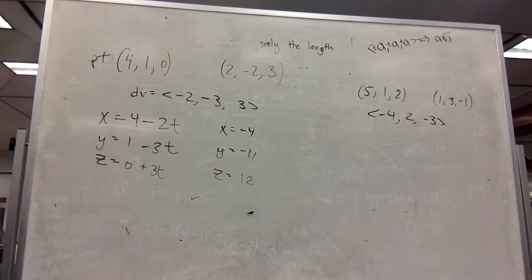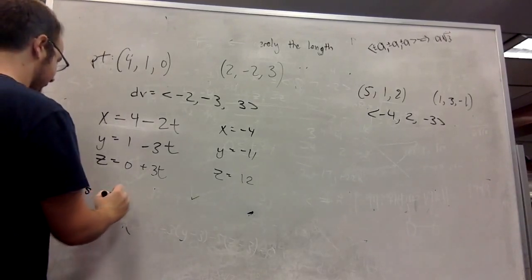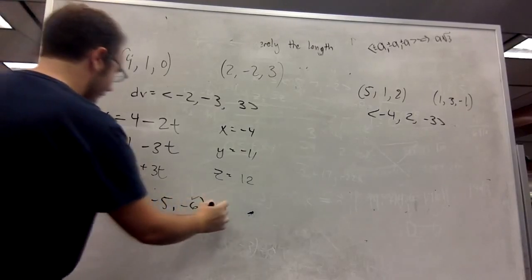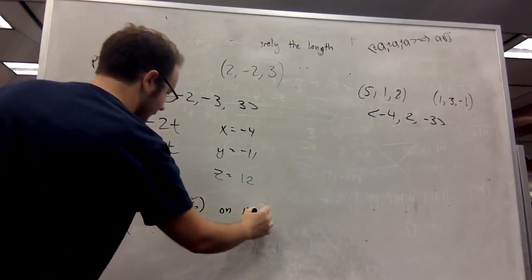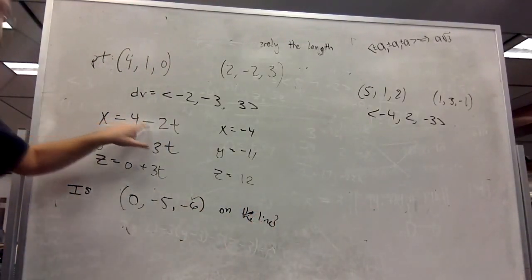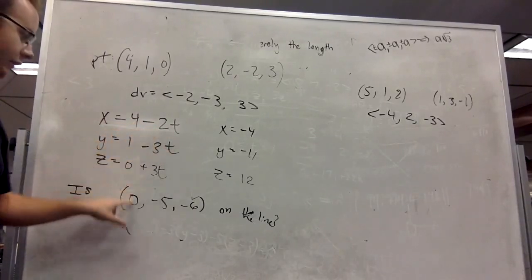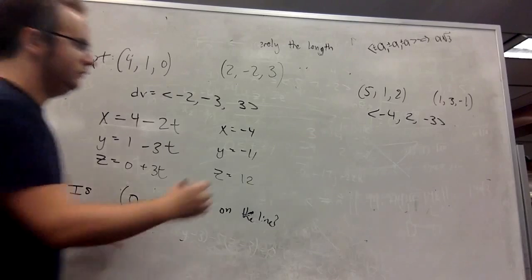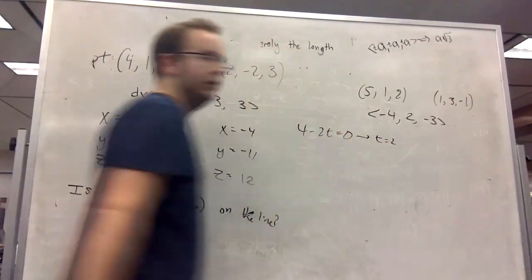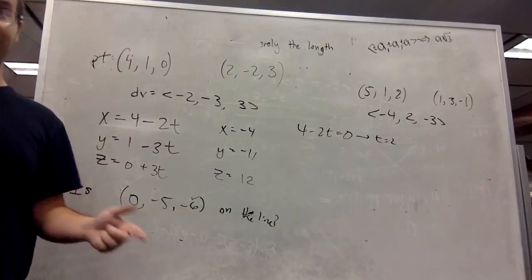Okay? I could ask you, is the coordinate 0, negative 5, negative 6 on the line? How would I verify that? I'm going to figure out what value of t would cause 4 minus 2t to equal 0. For what value of t would 4 minus 2t equal 0? 2. Yeah, 4 minus 2t equals 0, so t equals 2. So when I take t equals 2 and plug it in, I better get 0, negative 5, negative 6. And if I don't, this point is not on the line.